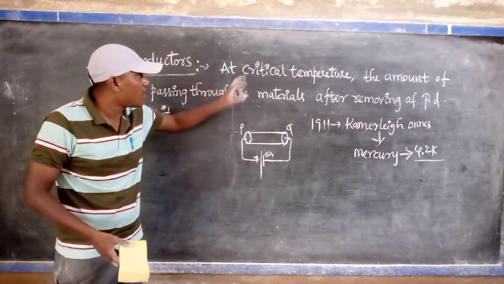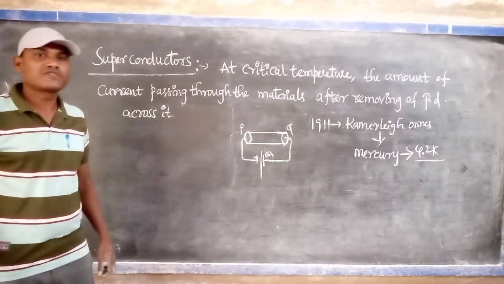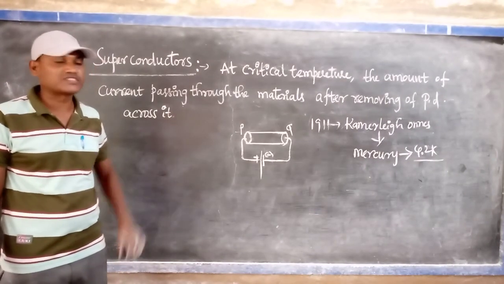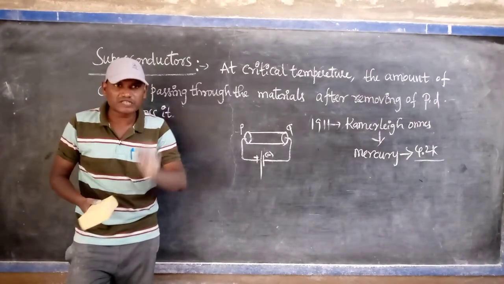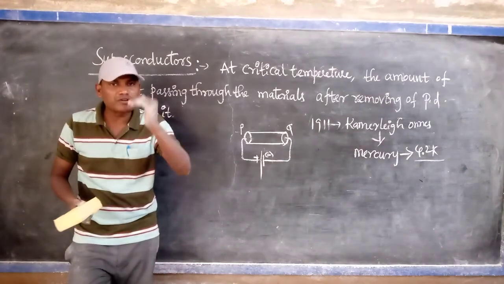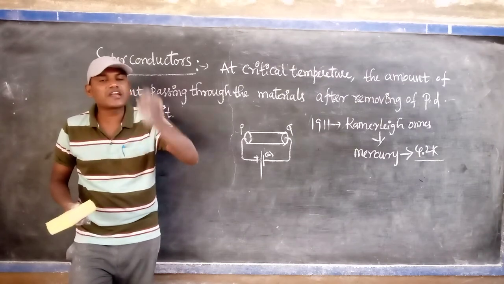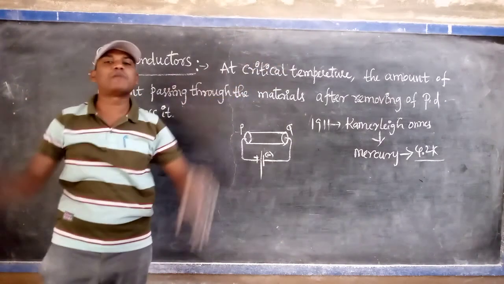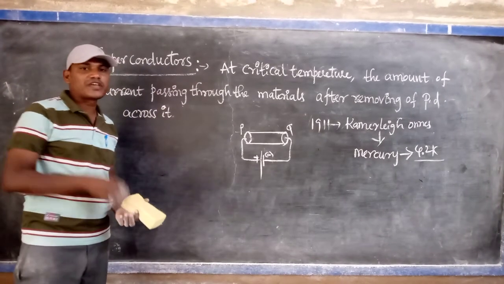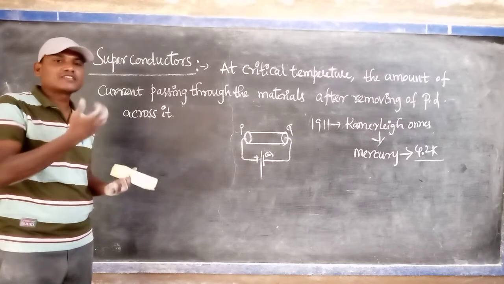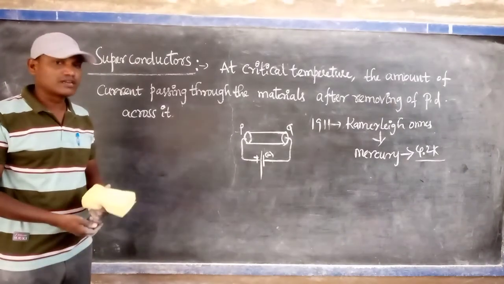4.2 Kelvin is called the critical temperature, like the critical angle in the chapter of refraction of light at a plane surface. So what is the critical temperature of mercury? 4.2. Below the 4.2 Kelvin critical temperature, mercury allows the current continuously after removing the battery at the two ends of the circuit. That is the meaning of that. In the same way, scientists have conducted many experiments on different conductor materials, even till now.